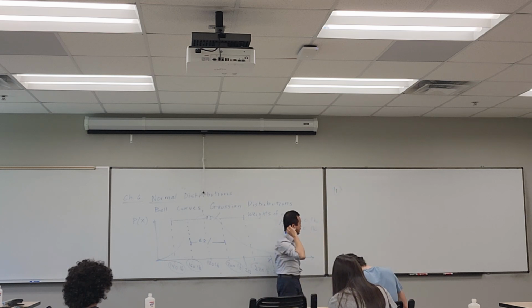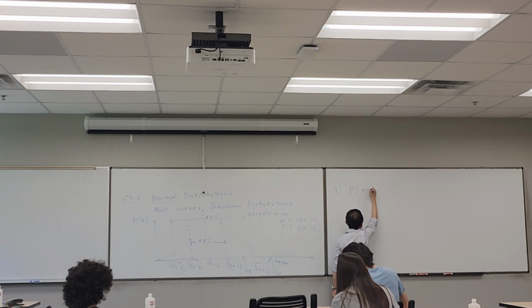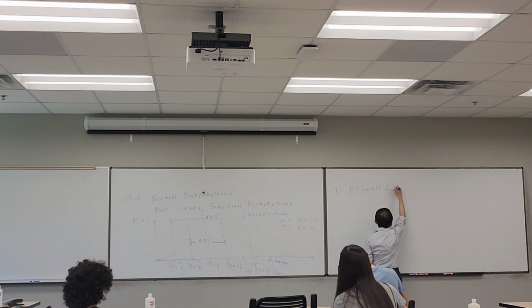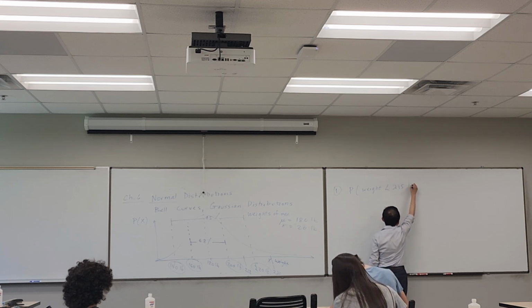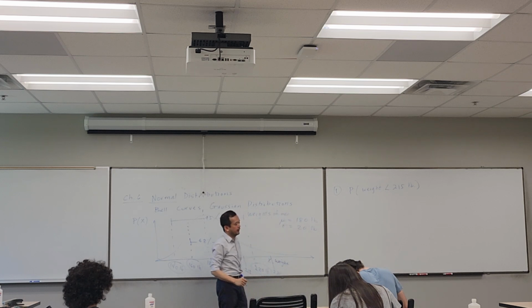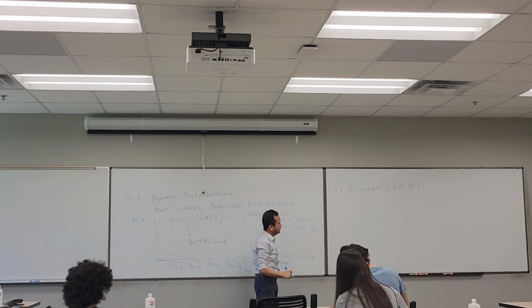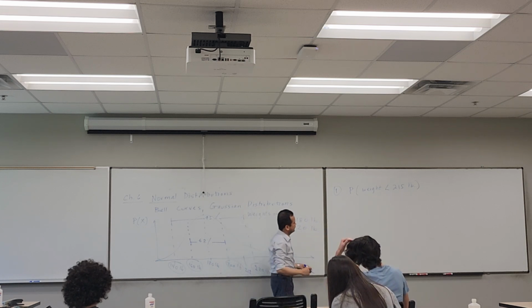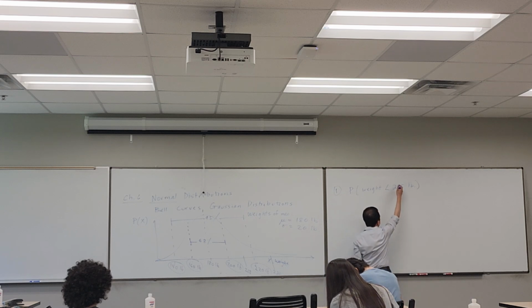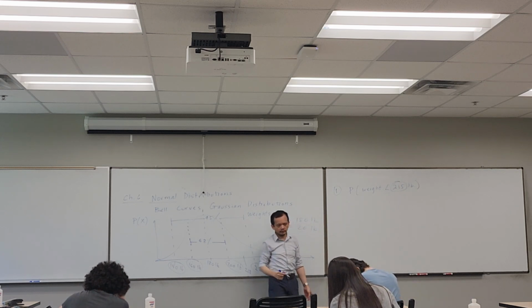So the first question we're going to answer together is, let's try to find the probability that one random man's weight is less than 215 pounds. The way that we're going to do this is we're first going to look at this data point, 215 pounds, and we're going to find the z-score of that data point.